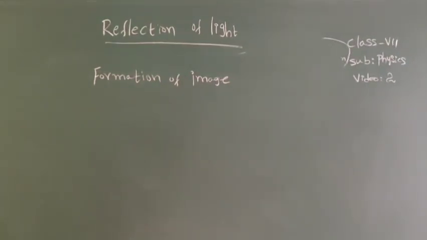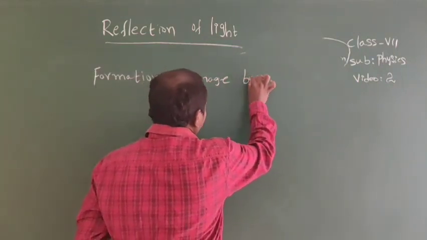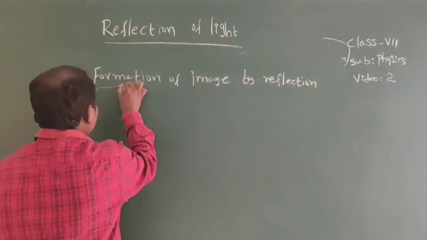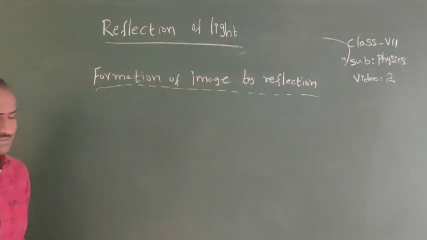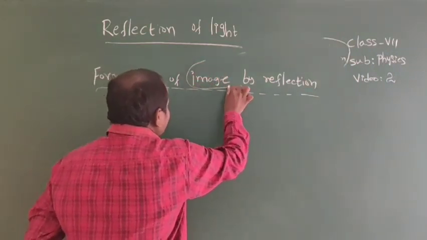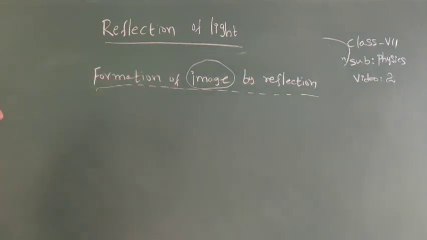Formation of image by reflection. The point where the reflected rays actually meet is the image. It means the reflected rays actually meet at some other point.